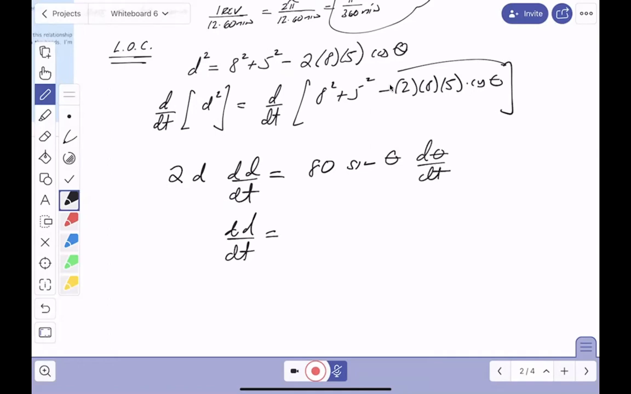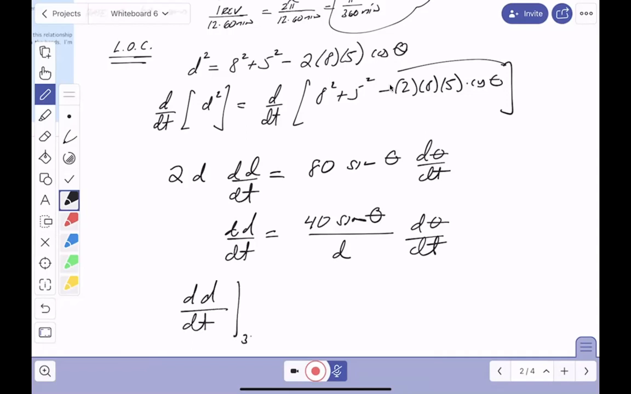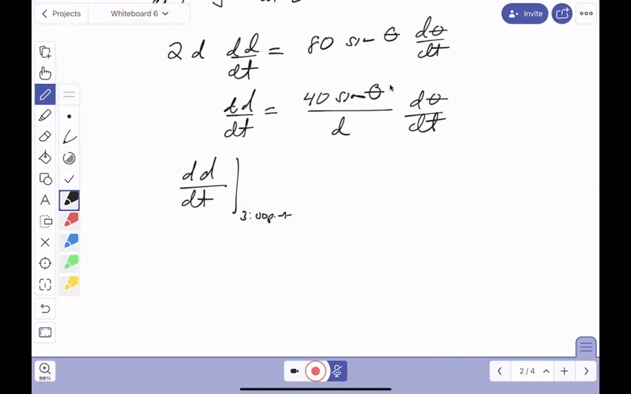I'm going to divide both sides by 2d. So what do you get? 40 sine theta over d, times d theta/dt. All right. So someone's going to say, what do you want to know? Well, I want to know dd/dt when the time is 3 p.m. You have to understand that when the time is 3 p.m., theta is actually pi over 2, or 90 degrees.